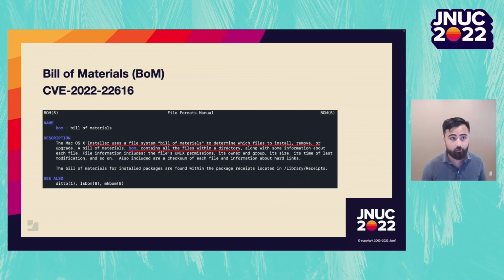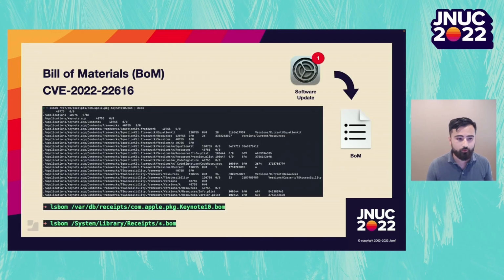major file transaction occurs. For example, if an individual sends a directory to another user over AirDrop, a temporary BOM file is created on the sender system that holds a record of all the files that were sent in that transaction. Ditto, lsbom, and makebom also leverage the BOM, so we'll get into those shortly.